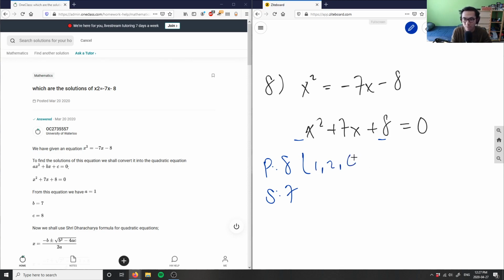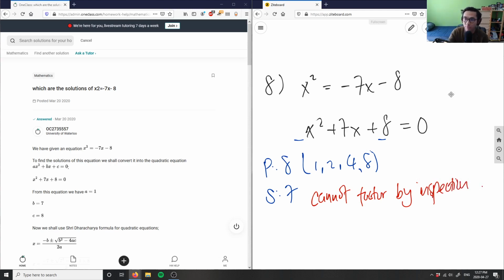And I don't think a combination of these values is going to sum to 7, because I need a positive number here. So in this case, I can't use factoring by inspection, and I'm going to have to use the quadratic formula to solve this problem. Even if I took 8 and 1 and summed them, I would get 9, right? So I wouldn't get 7. So I cannot factor by inspection, and therefore I'm going to have to use the quadratic formula.